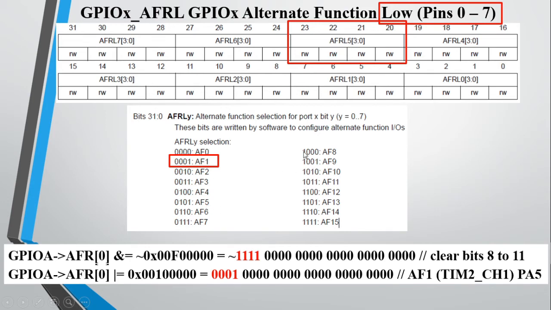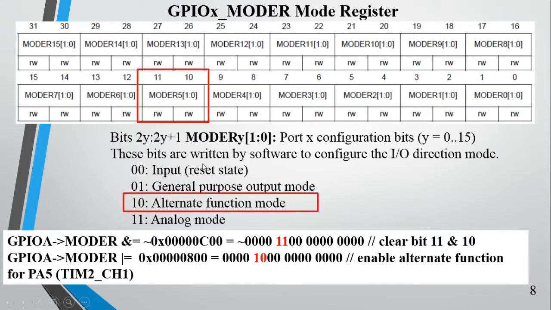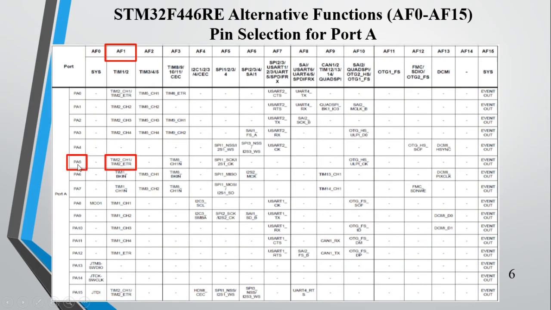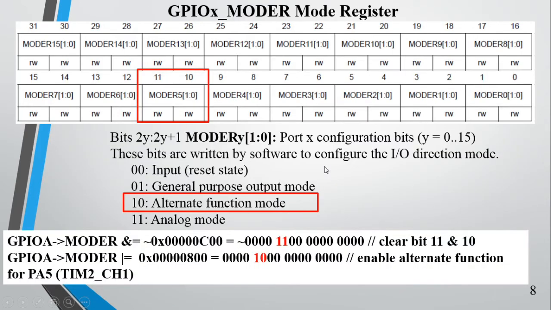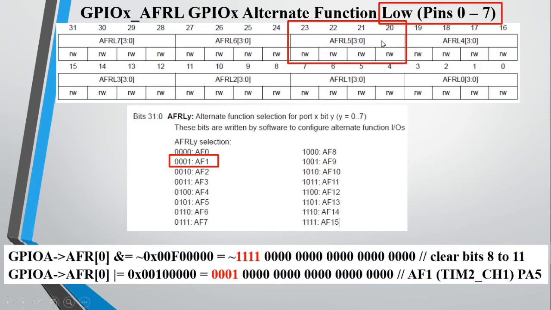And which alternate function do you need to configure? Alternate function 1. From where do you get that idea? From this table we have seen that if PA5 is configured with alternate function 1, it will have the functionality timer 2 channel 1. That is why alternate function 1 should be configured. How will you configure that? Alternate function low register bits 23 to 20 should be written with 0001.